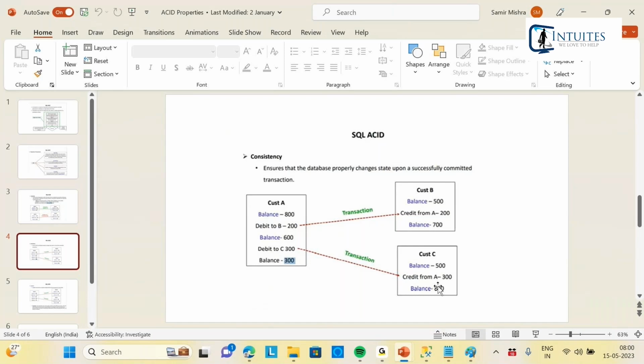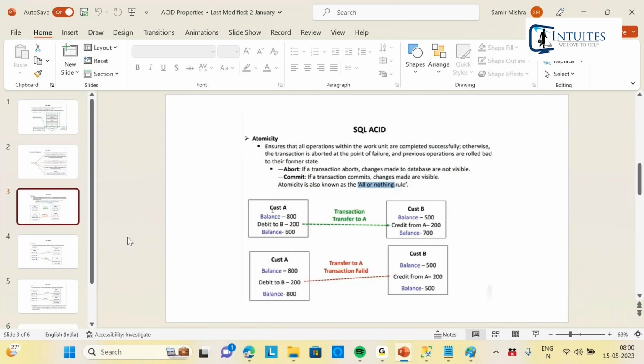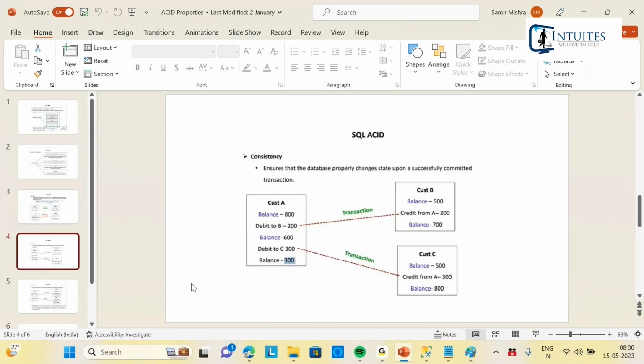I'm adding up. So atomicity ensures that all the transactions are successful. Consistency means that once the successful transaction has happened, your changes should be properly applied. It should not be like I'm transferring 200 and 400 gets deducted from my account. That is not possible. Atomicity, consistency. These two properties, understood? Yeah.